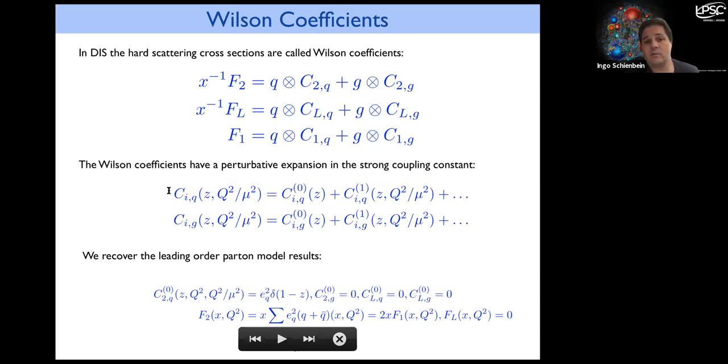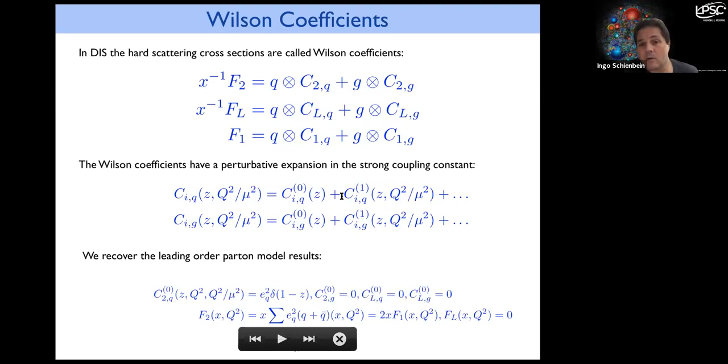And then the Wilson coefficients have an expansion in the strong coupling. The leading order Wilson coefficient C2Q we just calculated in the parton model. It is just the quark charge squared times the delta function. And there is no gluon process at lowest order, so the Wilson coefficient is just 0. CL is 0 for the quarks too, and so on.